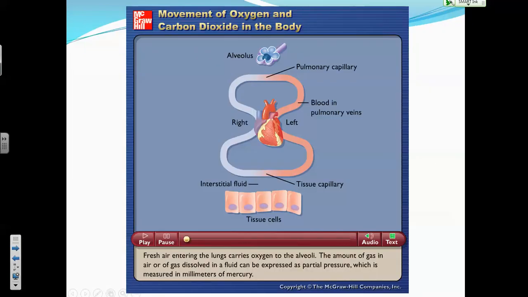Okay, so let me turn these speakers on. Now, the same thing's going to hold true, you're going to see on this video, when the blood gets to the tissues. It's the partial pressure of each individual gas at the tissue level that determines the direction of movement of that gas.